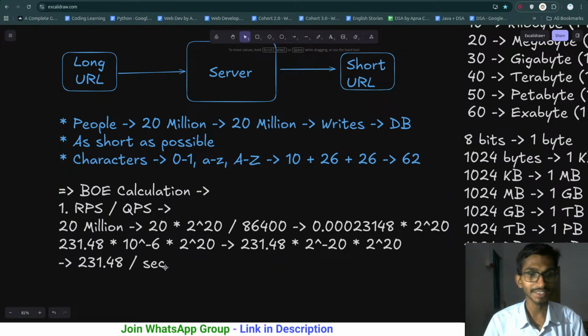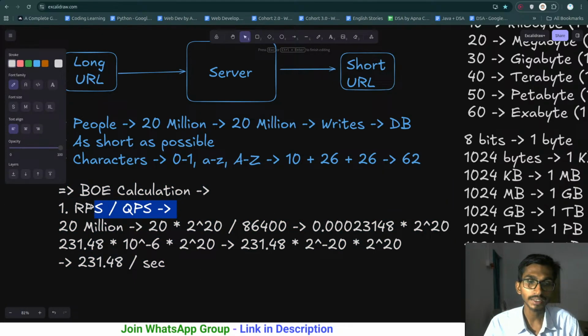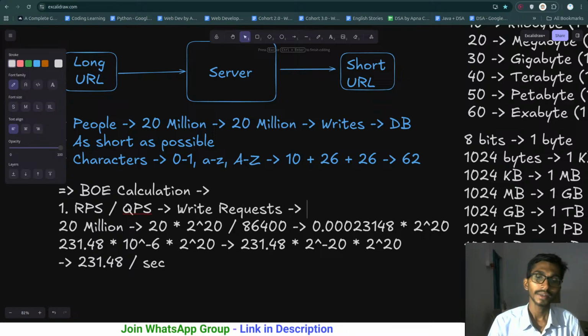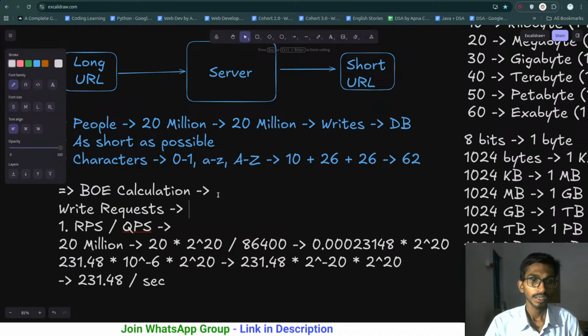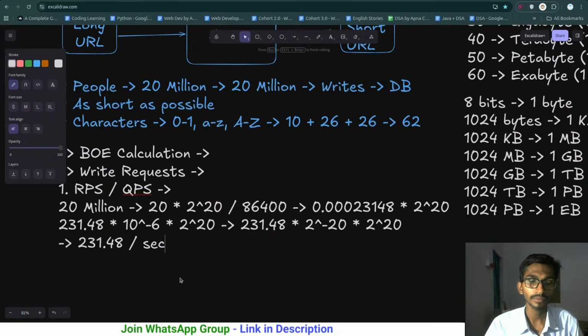So we have calculated the requests per second, and apart from this particular thing, what else do we need to calculate? We have to check that these are the write requests. So ultimately, write requests. Now we have to talk about the read requests. Let me have it here actually. This is the calculation for the write requests. So in a second we just save 231 links in the database.